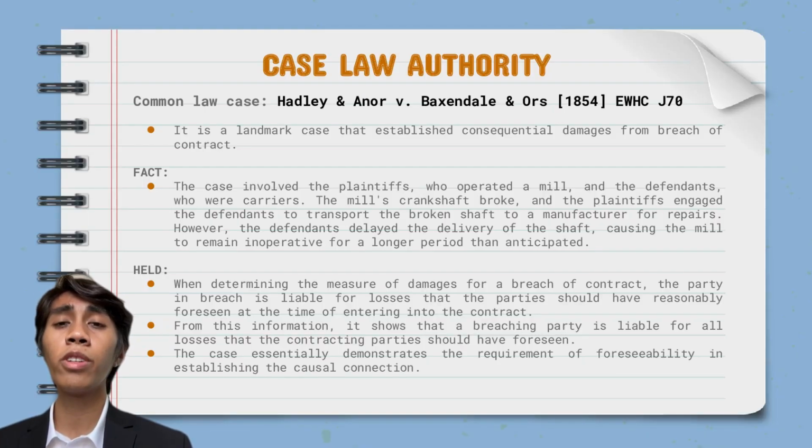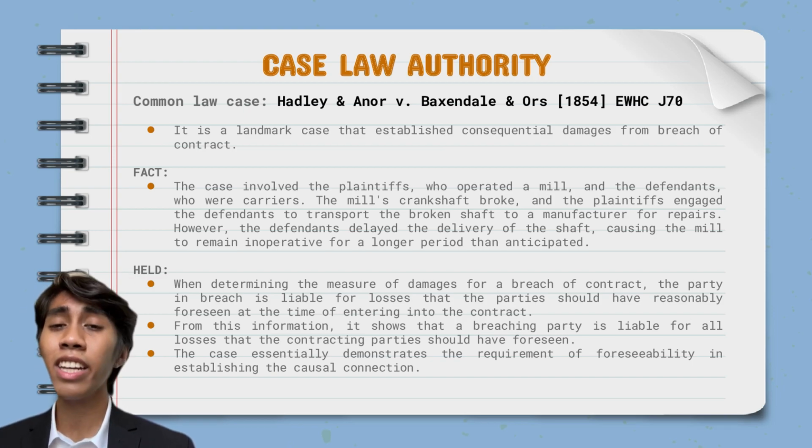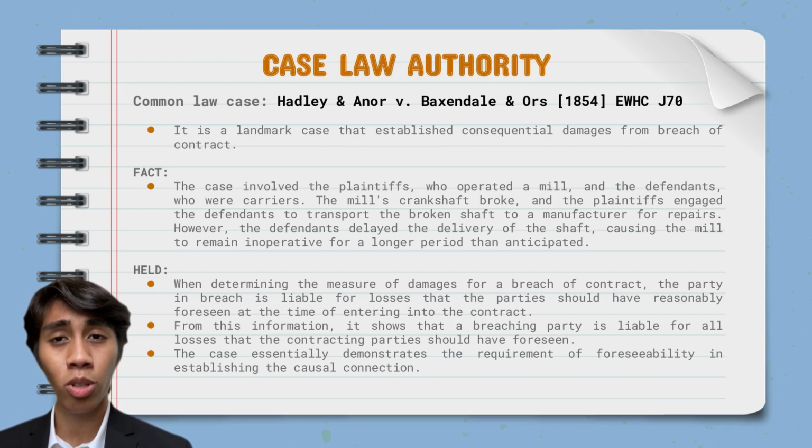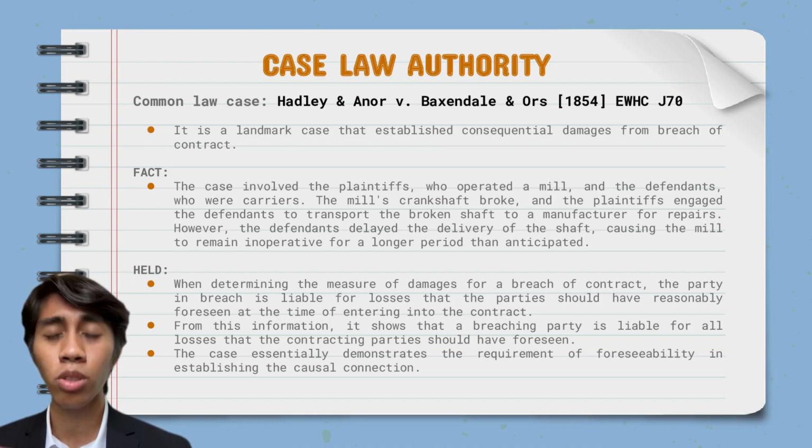To strengthen our understanding, we shift the focus to judgments in case laws. We will first look at the common law case of Hadley and another and Baxterdale and others. It is a landmark case that establishes consequential damages from breach of contract. The case involves the plaintiffs who operated a mill and the defendants who were the carriers. The mill's crankshaft broke, and the plaintiffs engaged the defendants to transport the broken shaft to a manufacturer to repair.